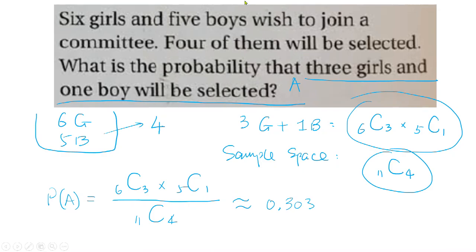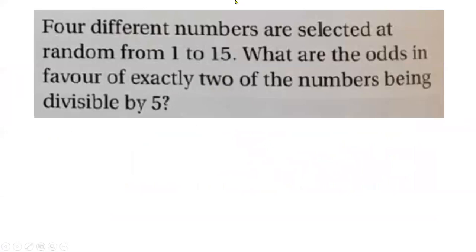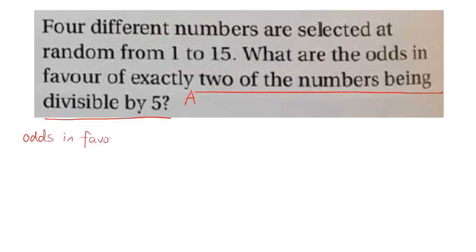No? Okay, let's do another example. Okay, let's see this example. 4 different numbers are selected at random from 1 to 15. What are the odds in favor of exactly 2 of the numbers being divisible by 5? Okay, so this is the event of interest, right? So let's denote it as the letter A. Here you want to find the odds in favor of A, right?